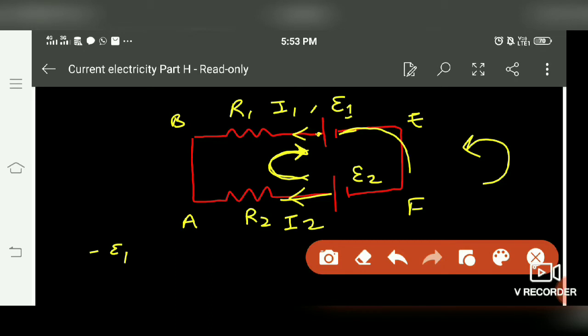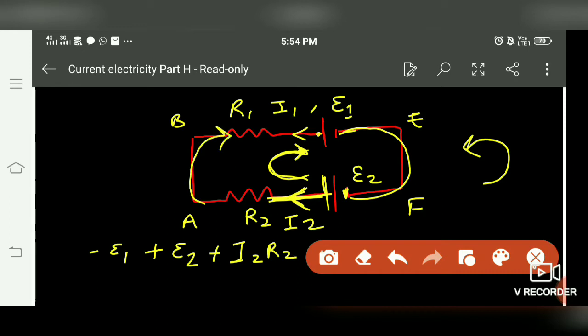Then we move toward this end, we are entering from negative but leaving at positive, meaning low to high, so it is taken as positive, plus E2. Now next we are going where? We are going in this direction. Current is in this direction, we are also moving in this direction, both are in the same direction, so we take plus I2 R2.